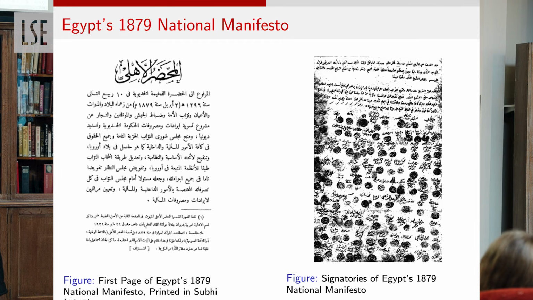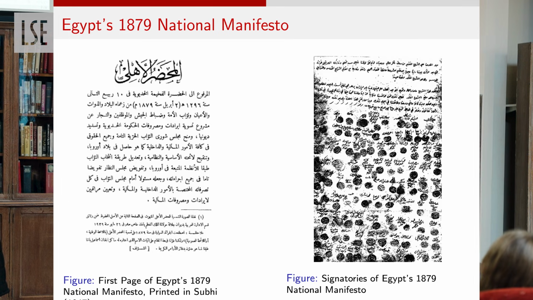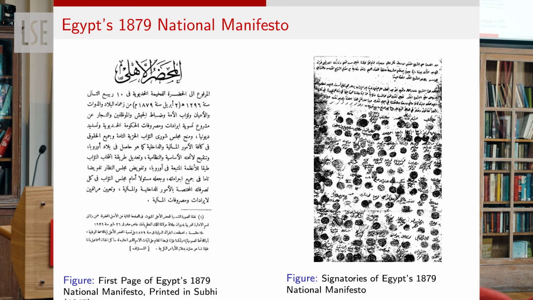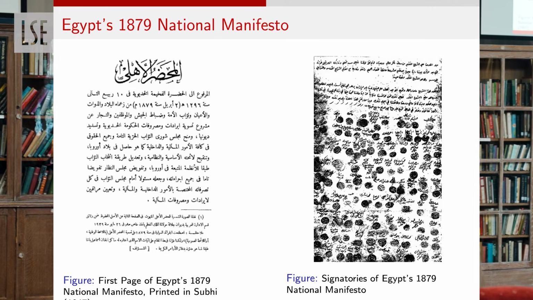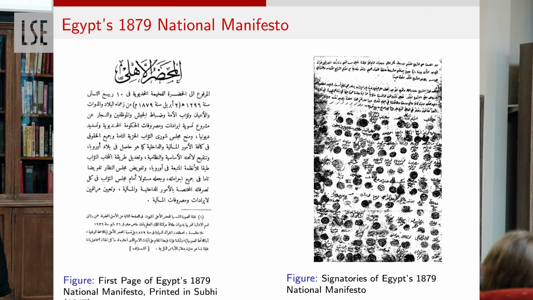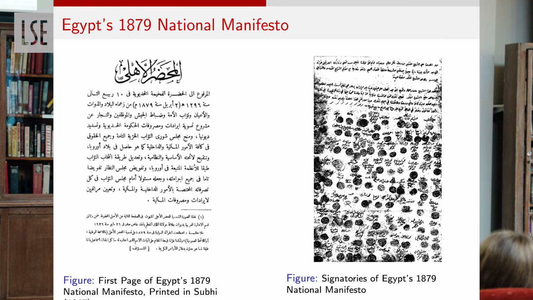So this is on the session 6 topic about the 1879 National Manifesto. This is a less known episode in the history of democratization, so to speak, in the Middle East and North Africa, in which essentially what happened is that Egypt defaulted on its debt in 1876.